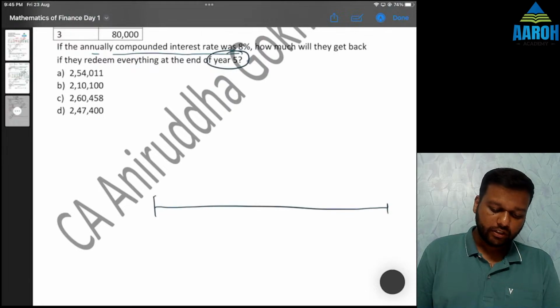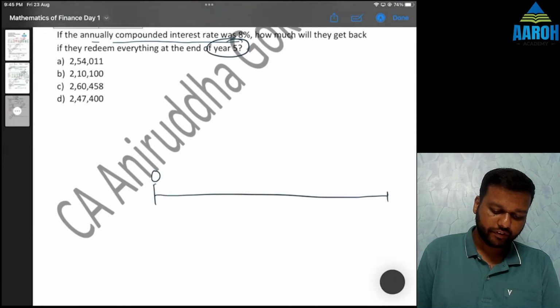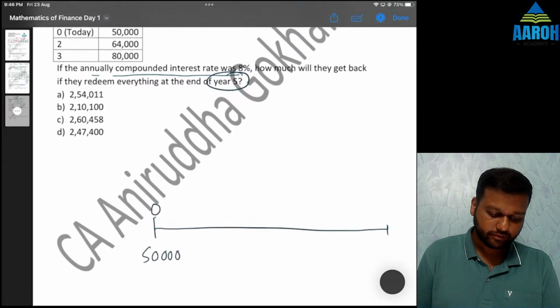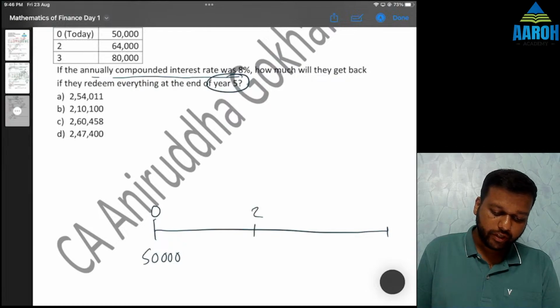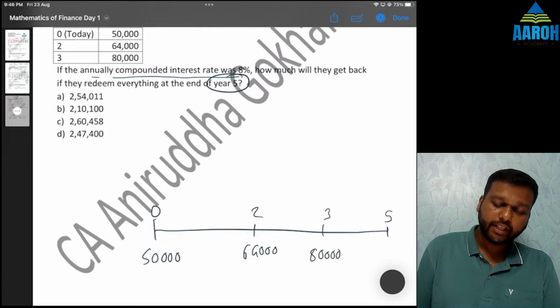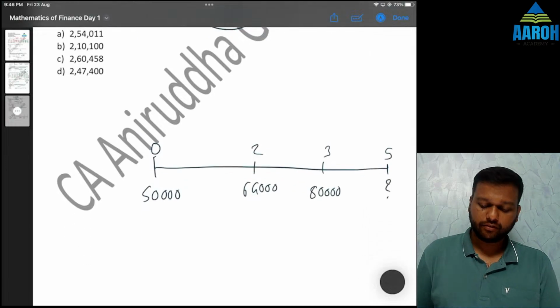So in year 0, they are investing 50,000. Okay, 9th question I'll explain again, yes, after this is done. At 2 years, they are investing 64,000. At 3 years, they are investing 80,000. We want everything at the end of 5 years, right?